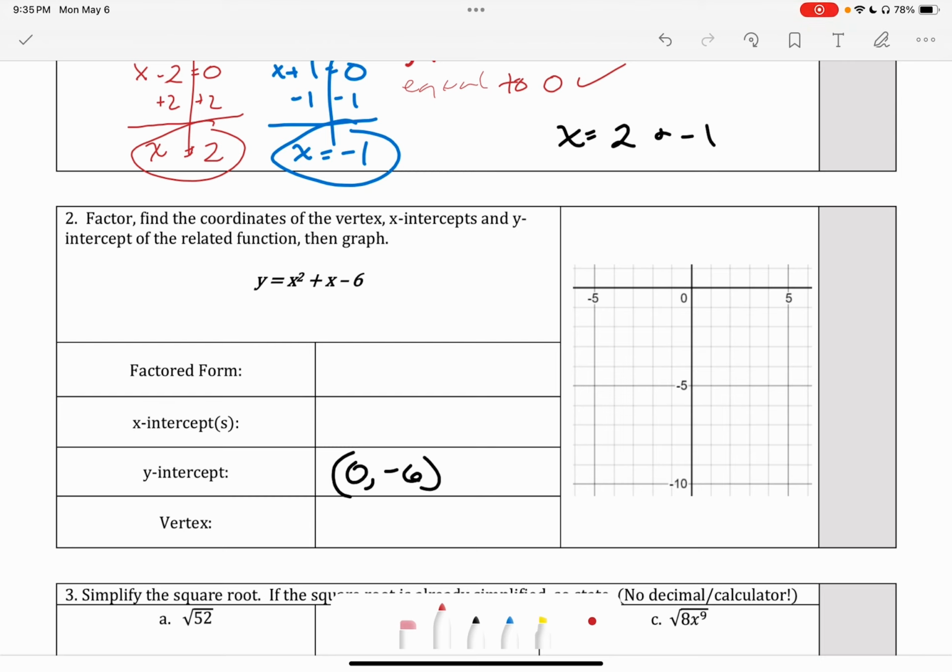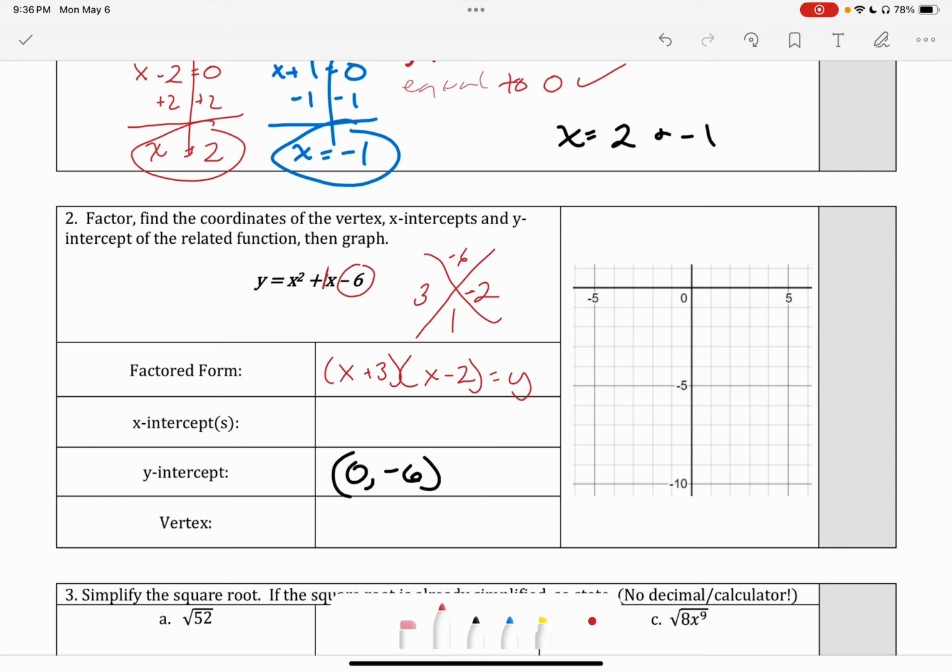Factored form, we're going to draw our x. We're going to put our c value at the top, our b value at the bottom, which would be a 1 because there would be a 1x here. And then we need our two numbers that multiply to negative 6 that add to positive 1. That would be a 3 and a 2, with the 2 being negative. So we would put this in factored form as (x plus 3)(x minus 2), and that would equal y.